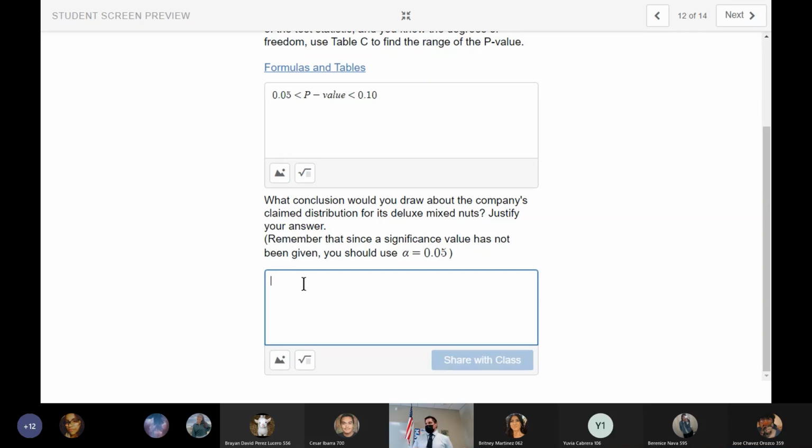We do not have evidence against the company's claim that their distribution of deluxe mixed nuts is different, essentially. So essentially, the evidence says that they are more or less correct about their claim. Now, we don't want to say that in stats. We don't say that something is correct or incorrect. We just say we have evidence for or against it. This evidence is for their claim.